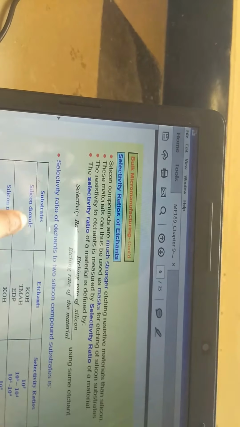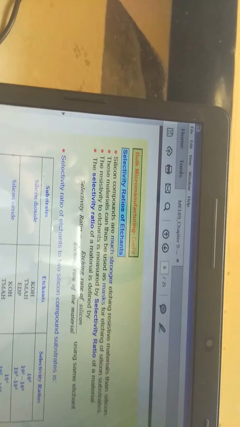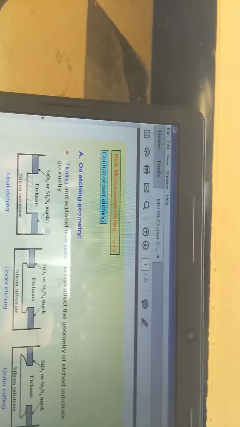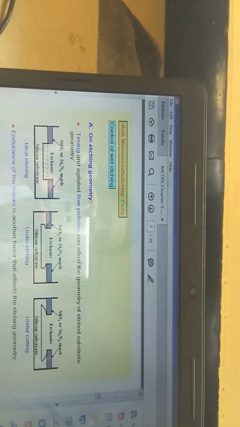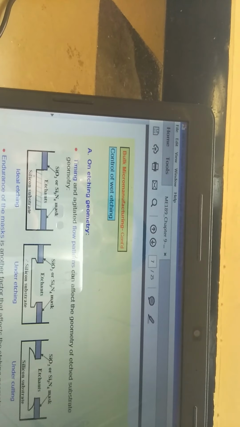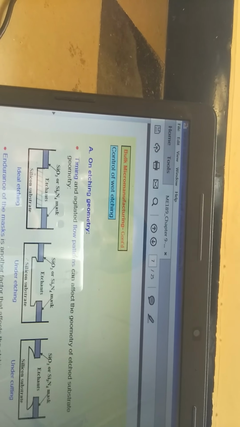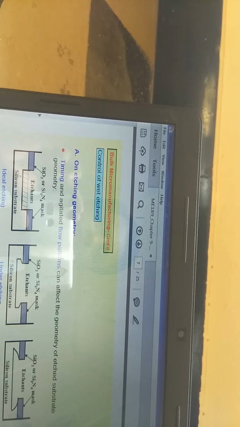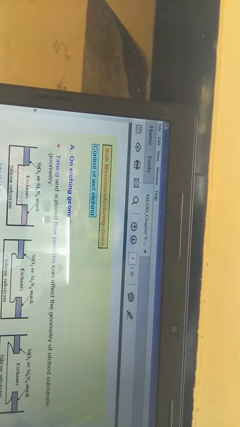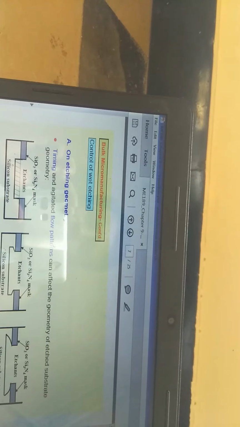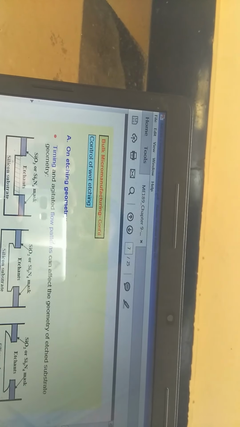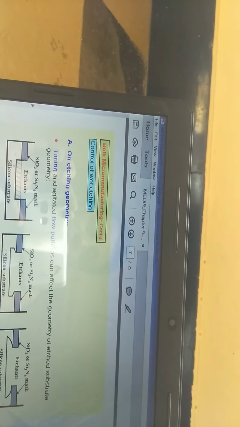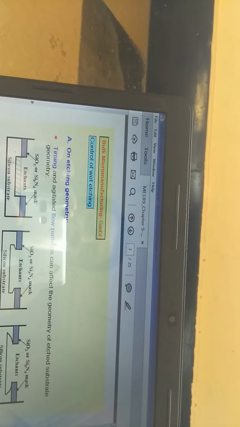Substrate you are using, silicon dioxide etchants, as in the table. And here, according to the geometry, there are three types of etching: ideal etching, under etching, and undercutting. One more important point is that timing and agitated flow control can affect the geometry. Based on the respective mixture of waters with the respective etchants, that can affect the geometry of the etched substrate.